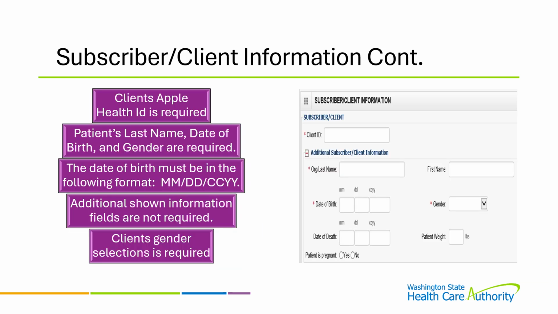In this section, you're required to enter the client's last name, date of birth, and gender. These fields are mandatory and must be completed for the claim to move forward. You will notice a final row with fields for date of death, weight, and the pregnancy question. You can skip these. These are not required for sign language interpreter claims.